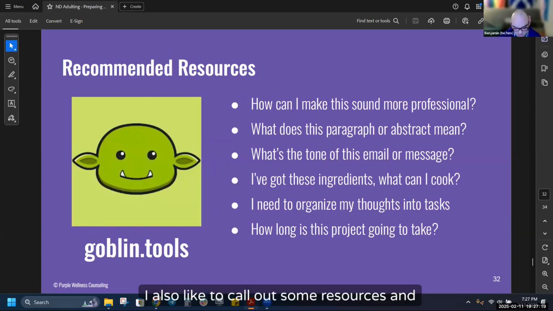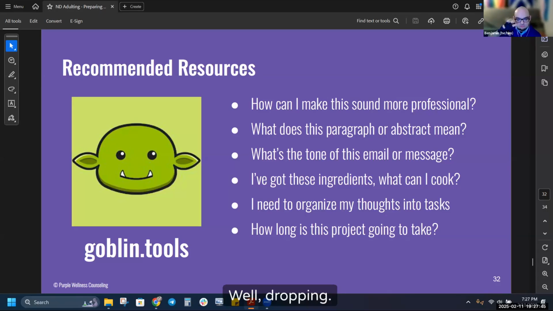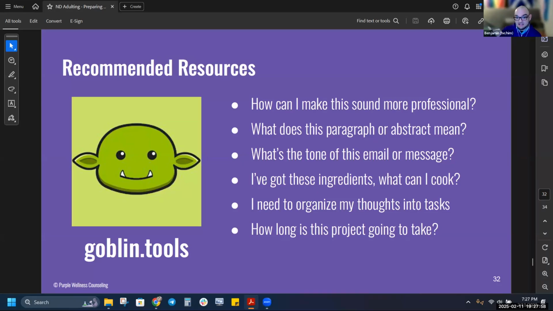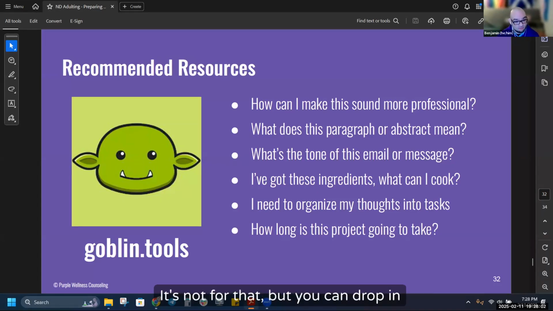I also like to call out some resources and tools people can use without going anywhere. One of my favorites is Goblin Tools. So we talked a minute ago about something like a plain English translator. This is an example of one where, let's say that we're struggling to figure out this text, it's really dense, or maybe somebody is using really clinical language or $5 words that are tough to piece out because it's not our field. Well, dropping a paragraph or that abstract into Goblin Tools, it will be able to translate it for you. And you can even tell it how complex or how simple you want it to get. It's not big enough where you could dump an entire article or an entire chapter in there. It's not for that.